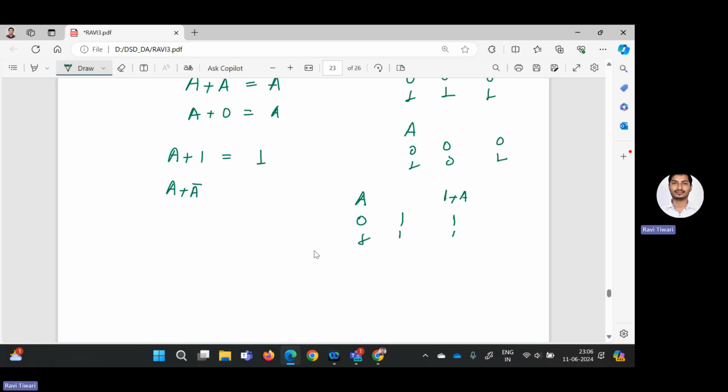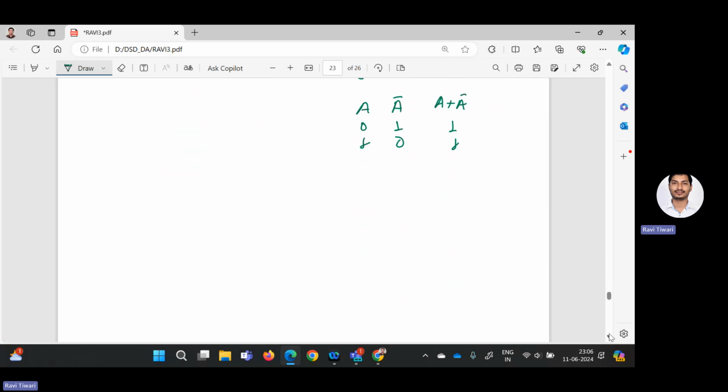So if it is A plus A bar, that means A is 0, 1. A bar will be 1, 0. If you perform the OR operation, that is A plus A bar, I will get 1, 1. That means A plus A bar will also give you 1. So we have seen the OR operator rules also.